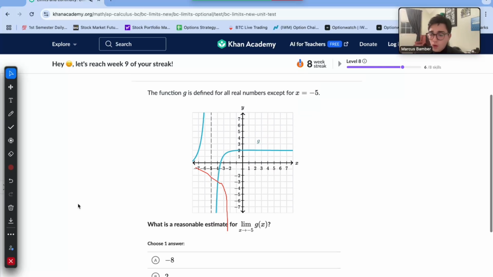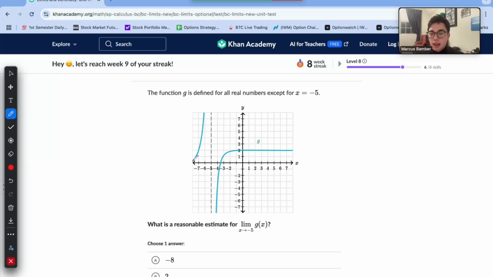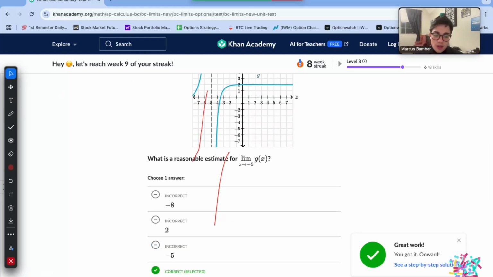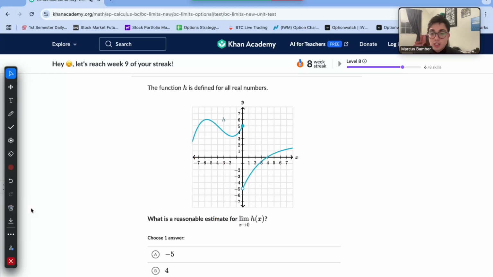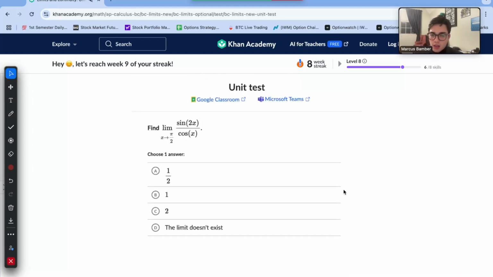Okay. What is a reasonable estimate for the limit of g of x as x approaches negative 5? Let's take a look at our one-sided limits. That's how we evaluate these. Our left side is unbounded to positive infinity. Our right side is unbounded to negative infinity. So the limit does not exist. Okay, next one, we have a jump discontinuity at x equals 0. So we cannot find the limit here, because our left-sided limit is about 5. Our right-sided limit is about negative 5. When the one-sided limits are not equivalent to each other, the limit at that value does not exist. So D is, once again, the correct answer here.